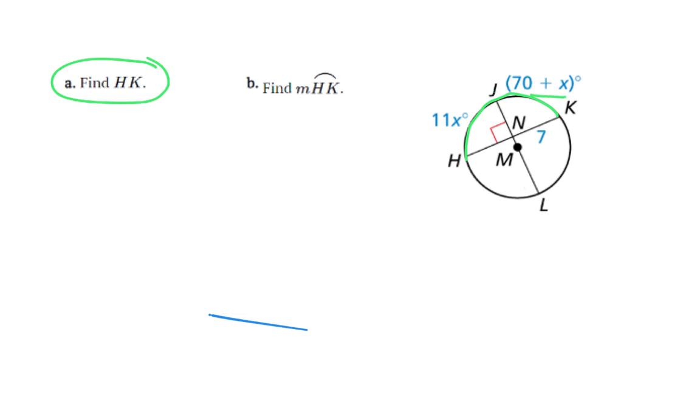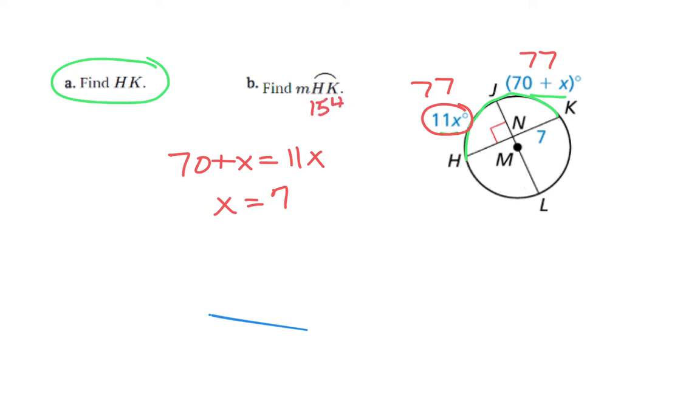I notice I'm given these two things, 70 plus x and 11x. And because our chord is perpendicular to the diameter, I know that 70 plus x has to equal 11x. That gives me 70 equals 10x, so x would equal 7. And if x equals 7, this piece is 77. Also, this piece is 77, which tells me that arc HK happens to be 154 degrees.